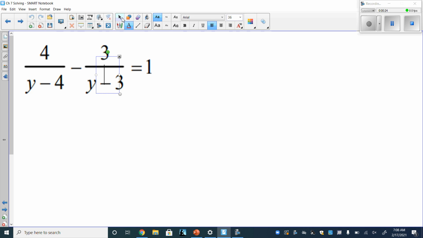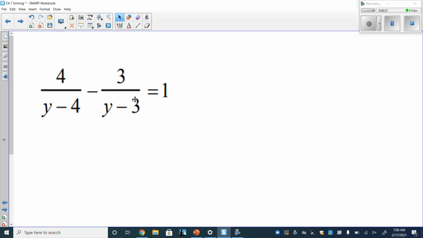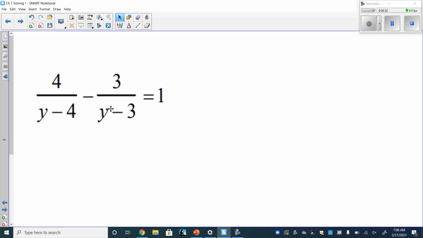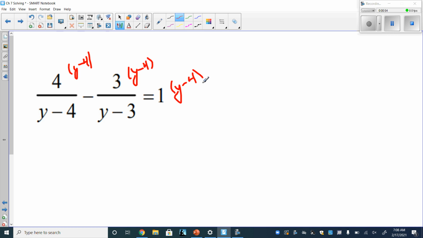As we look at this here, let me unlock this, move it down a little bit. Now we lock it in place. When we look at these two, the first one, 4 over y minus 4, if I multiply this by y minus 4, the y minus 4 and y minus 4 will cancel. If I do that to one term, I have to do it to everything, because whenever we're solving these rational equations, we want all the denominators to simplify.